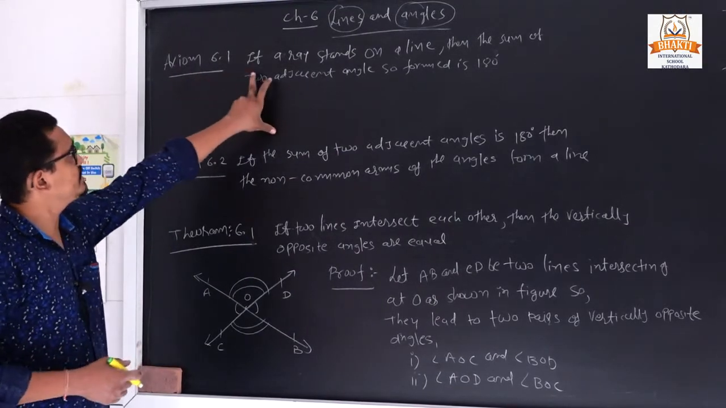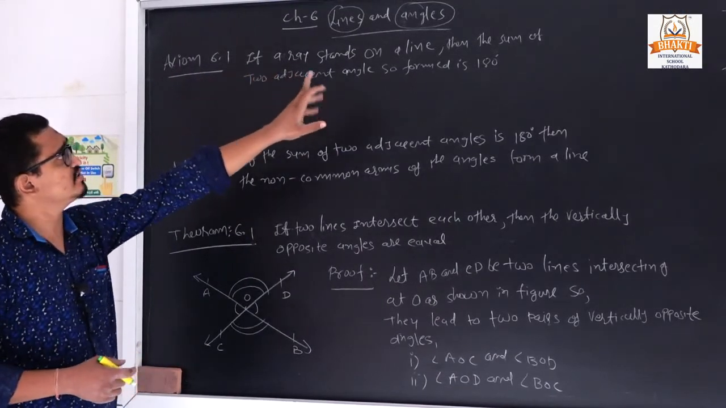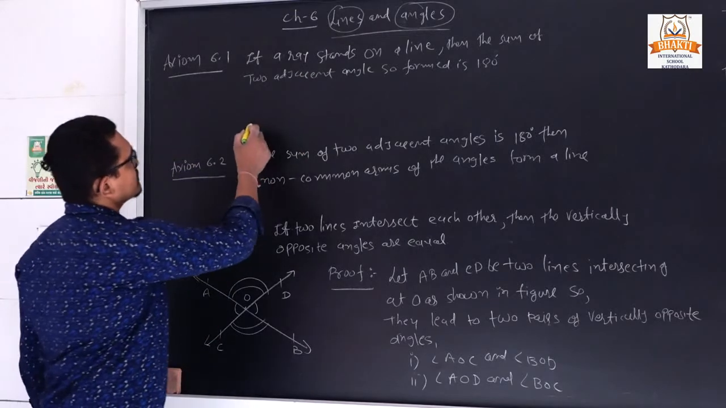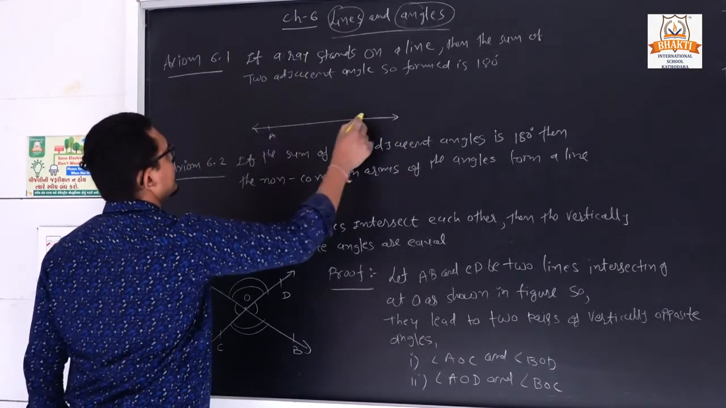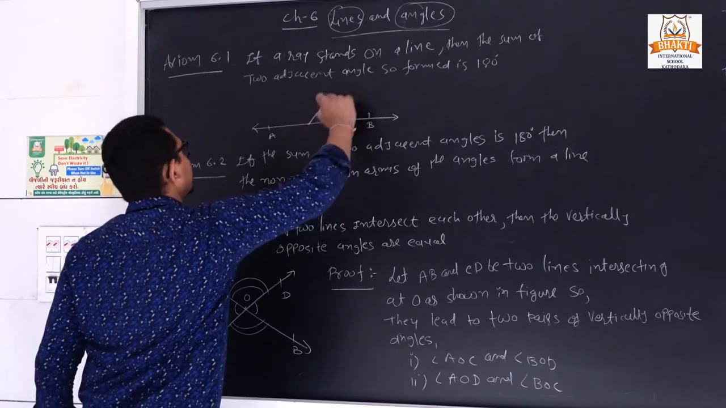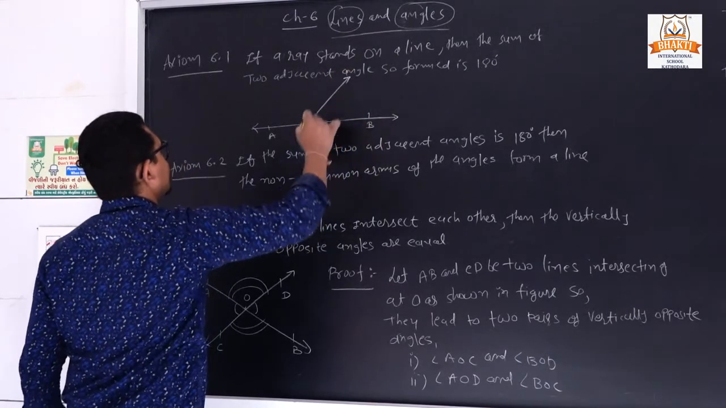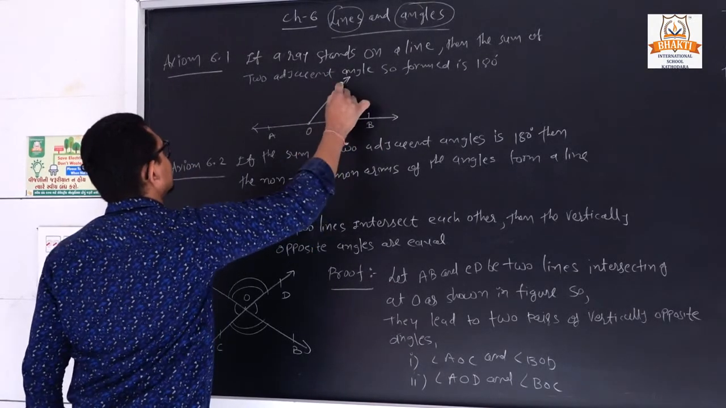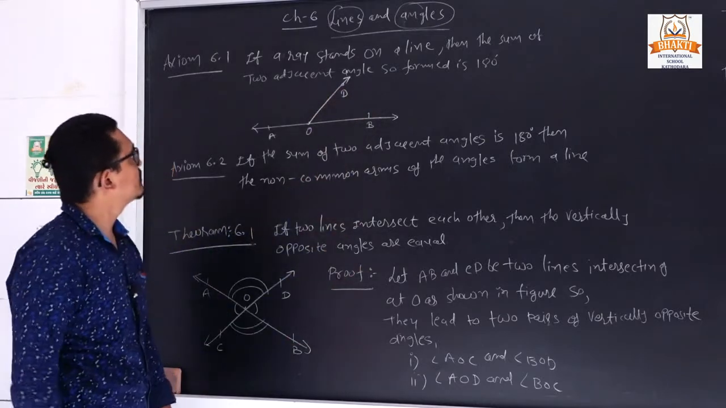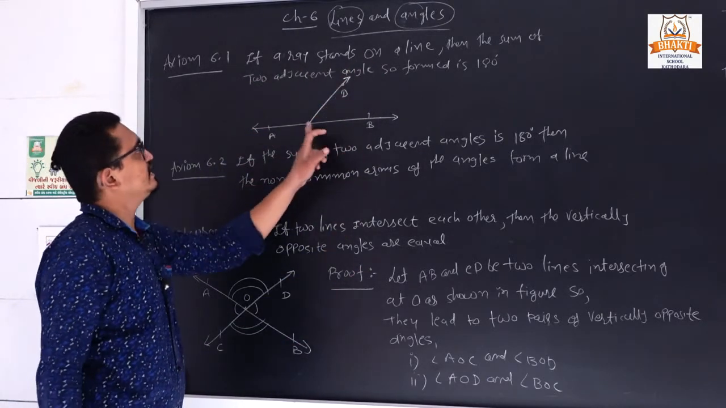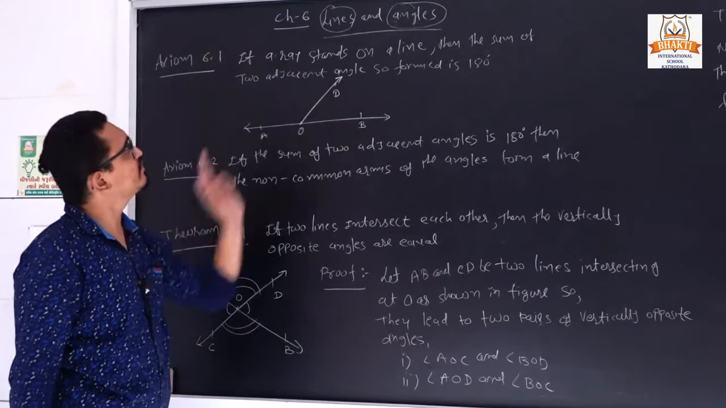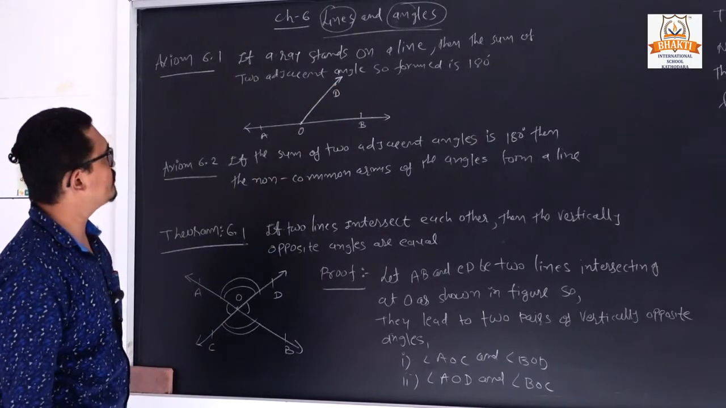Axiom 6.1. So its statement is what? If a ray stands on a line, suppose this is our line, we can give it the name AB, and one ray is standing on it, we can call it O and D. So if a ray stands on a line, then the sum of two adjacent angles.